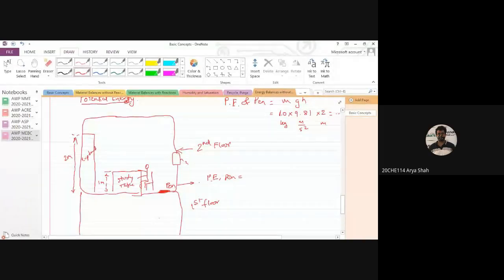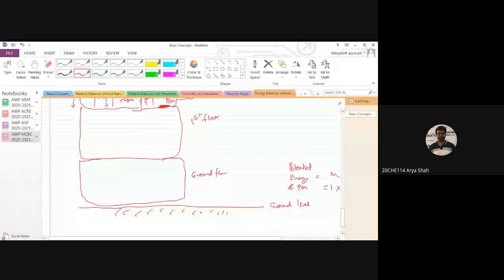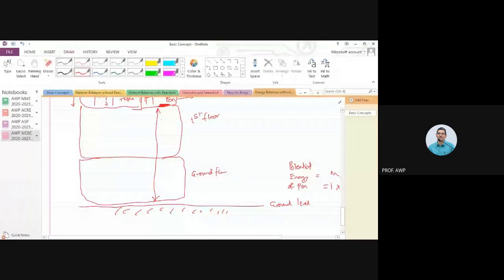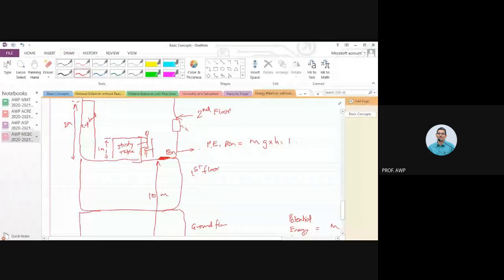Mass of the pen into acceleration due to gravity into height of the 2 floors. Oh, now you're saying, suppose each floor is 4 meters or 5 meters in height. Total height is 10 meters. So m into g into h, so 1 into 9.81 into 10. So that is 98.1 joules.